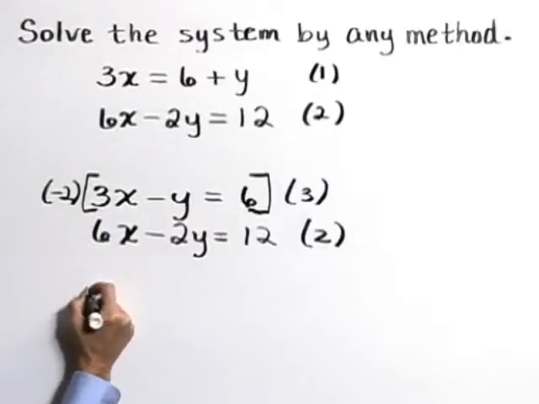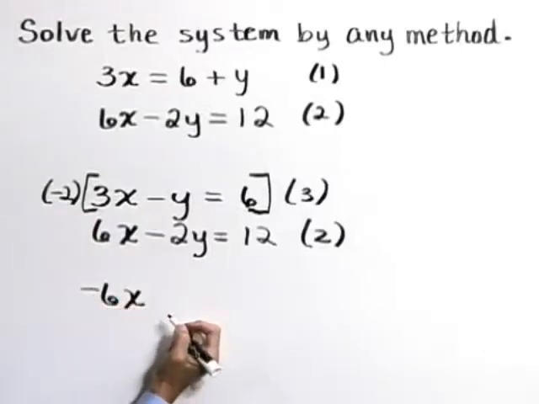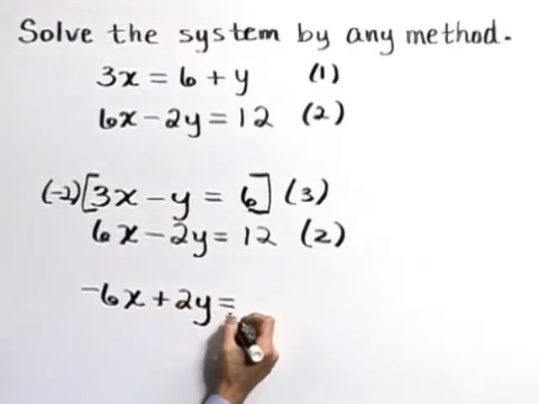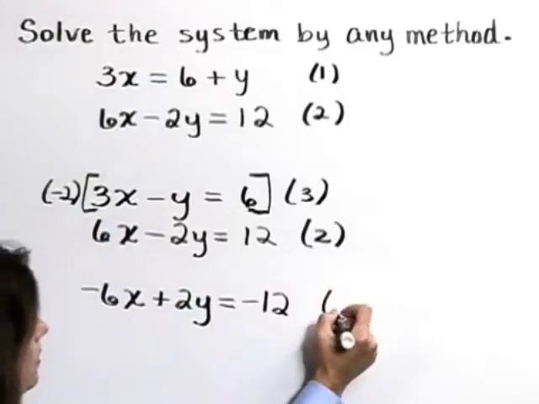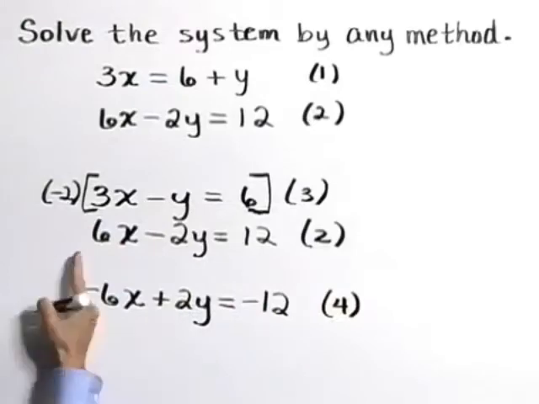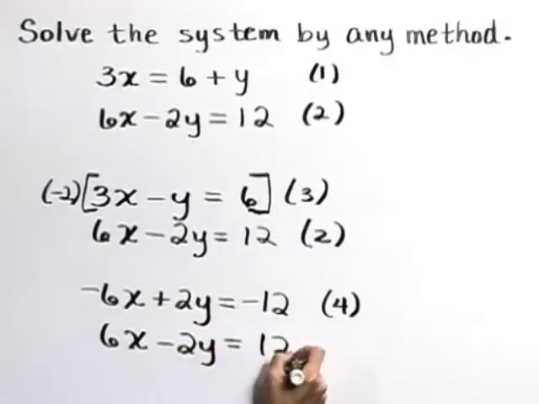Negative 2 times 3x is a negative 6x. Negative 2 times a negative y is a positive 2y. And negative 2 times 6 is a negative 12. I'll go ahead and call that equation 4. We've changed it up a bit again, haven't we? Equation 2, I'm going to rewrite. That's 6x minus 2y is equal to 12.